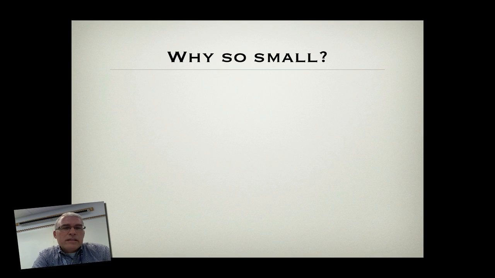So, why are cells so small? Why don't we have cells the size of water balloons floating around in the ocean, for example? And the answer to that is just a law of physics.